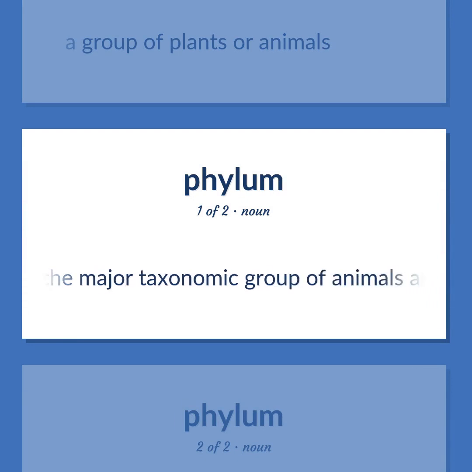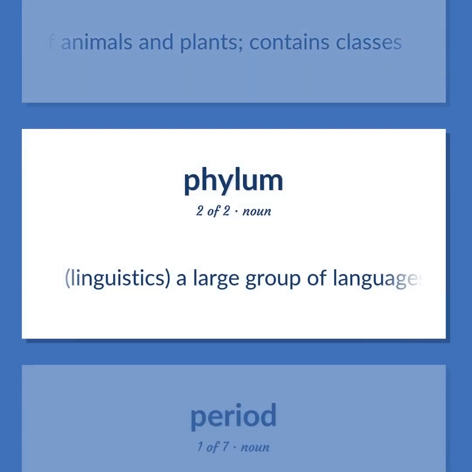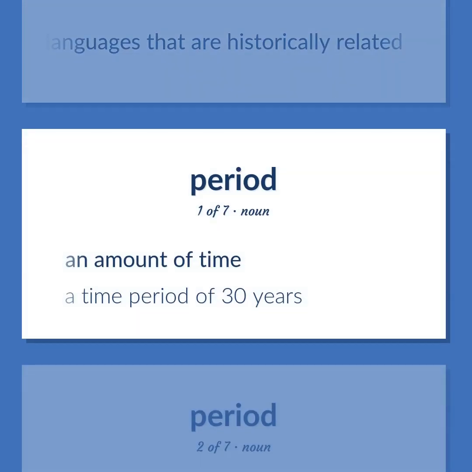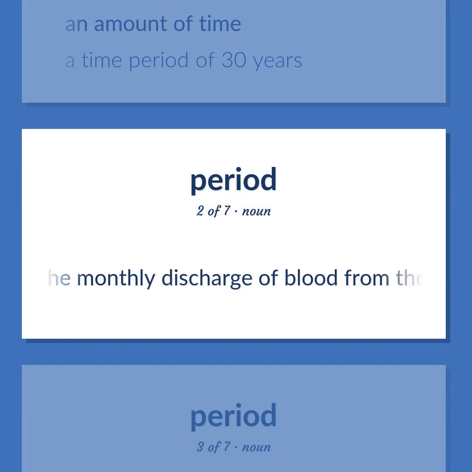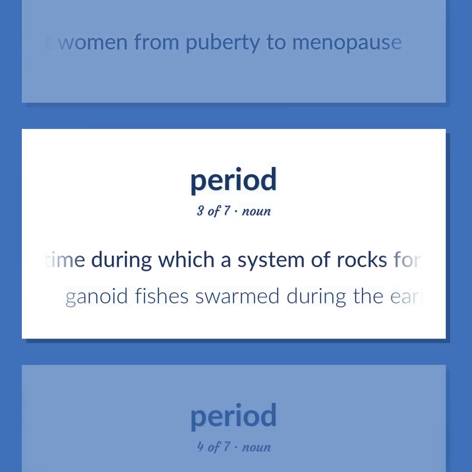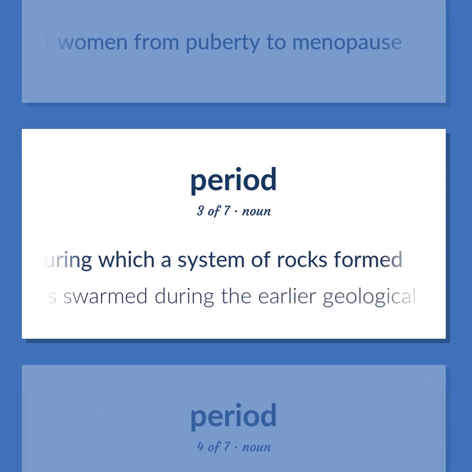Biology, the major taxonomic group of animals and plants, contains classes. Linguistics, a large group of languages that are historically related. An amount of time. A time period of 30 years. The monthly discharge of blood from the uterus of non-pregnant women from puberty to menopause. A unit of geological time during which a system of rocks formed. Ganoid fishes swarmed during the earlier geological periods.